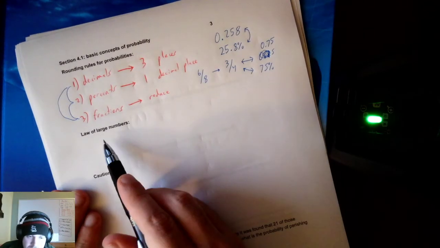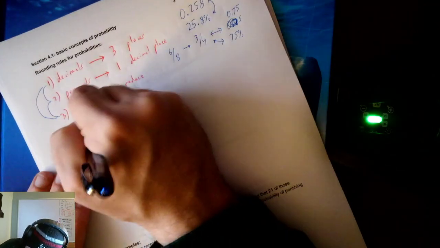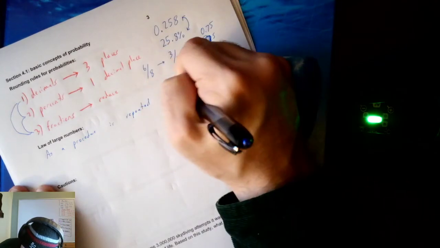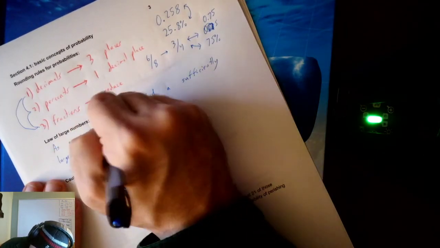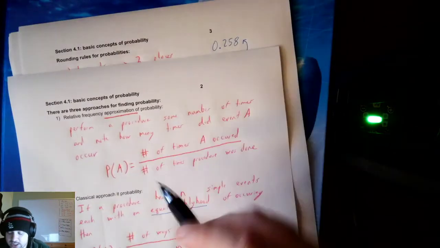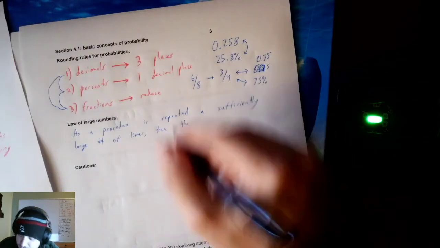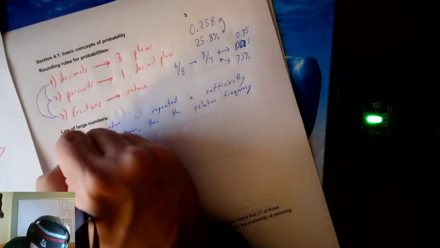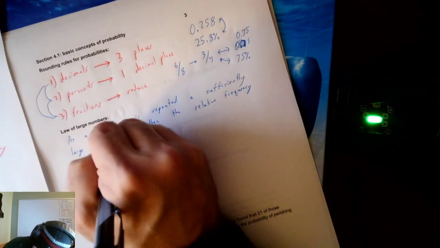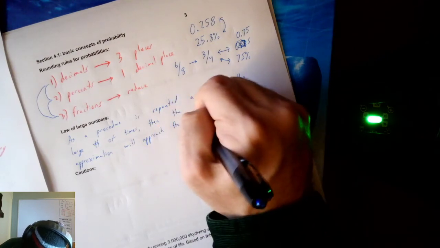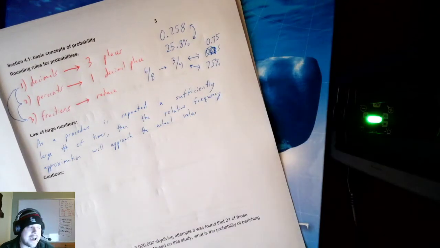Now, the law of large numbers is an interesting concept. It says, as a procedure is repeated a sufficiently large number of times, then, and here we're actually going to relate 2 of our ideas. We're going to relate the relative frequency approximation to the classical approach. Then the relative frequency approximation will approach the actual value, which can be found by the classical approach, right?